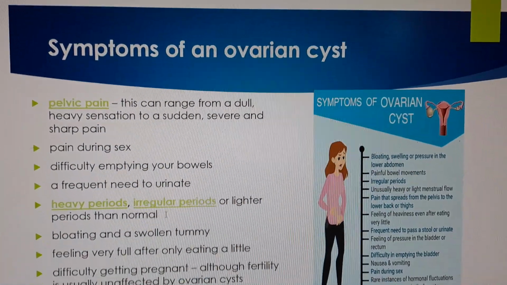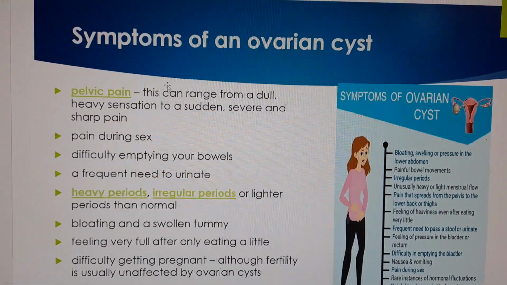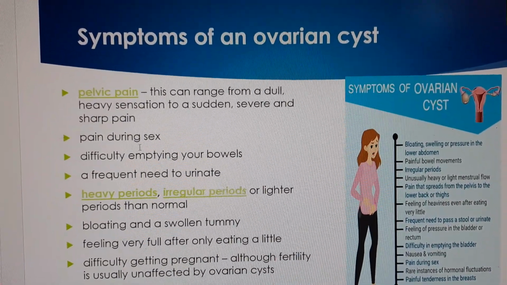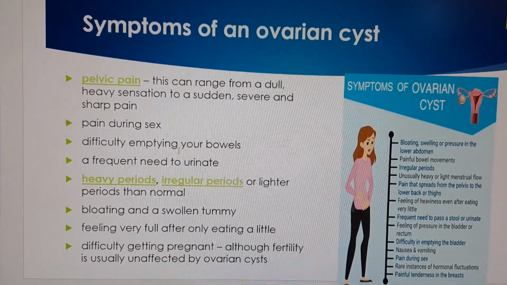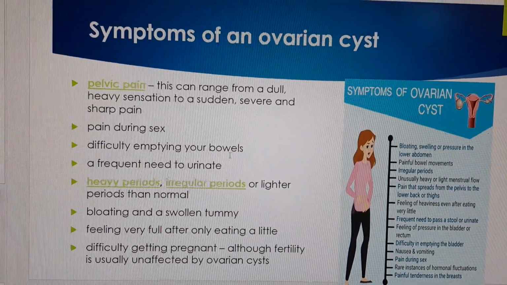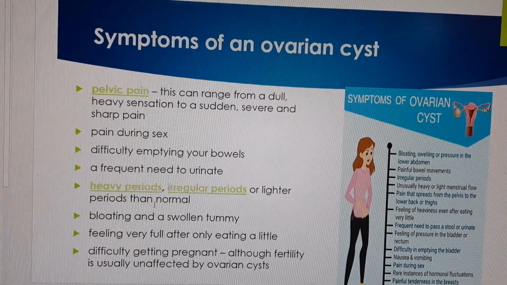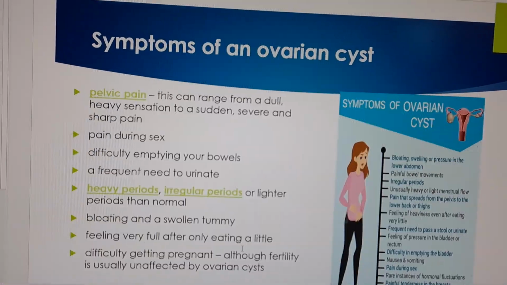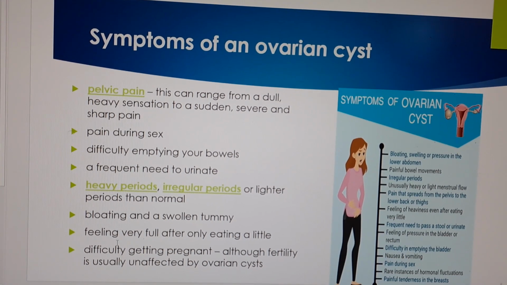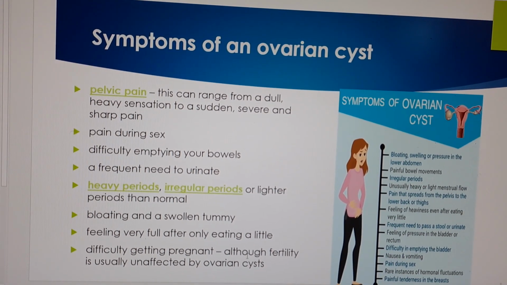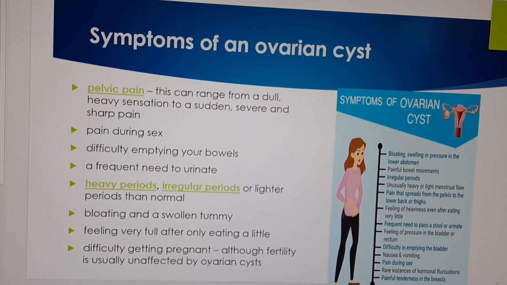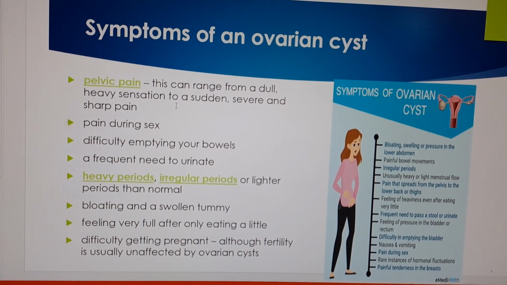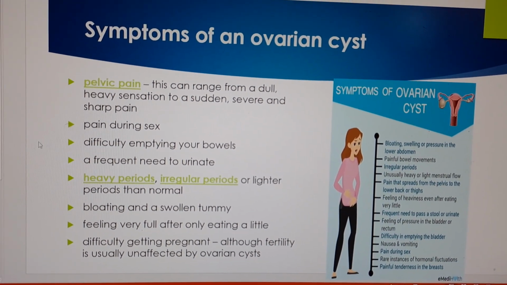What are the symptoms when the patient has a cyst? Symptoms are pain during sexual activity, difficulty in bowel emptying, which is sometimes a cyst causing pressure, urine problems, heavy periods, irregular periods, bloating in the tummy, feeling heaviness. And if she is pregnant or planning pregnancy, there is difficulty from the fertility point of view, she cannot conceive. So these are the main symptoms or complaints when the patient comes with an ovarian cyst.